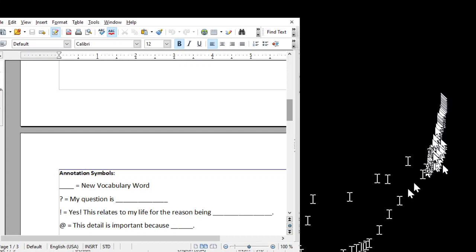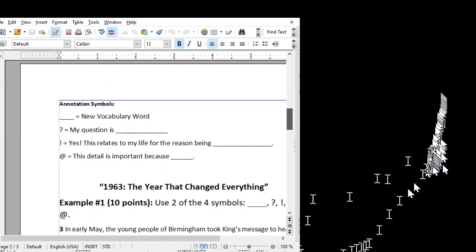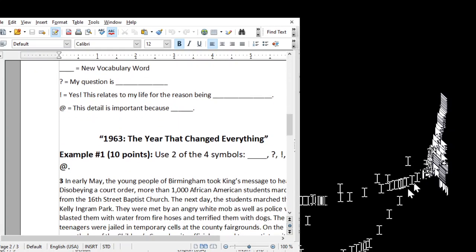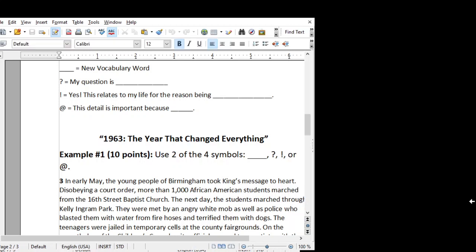And then paragraph 2, this is all of these right here: the underline, the question mark, the exclamation point, and the @ symbol is for paragraph 1. Or for example number 1, which is worth 10 points. So, let me make it a little bigger. Okay. So 1963, the year that changed everything.